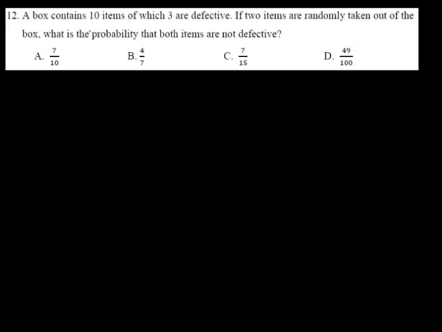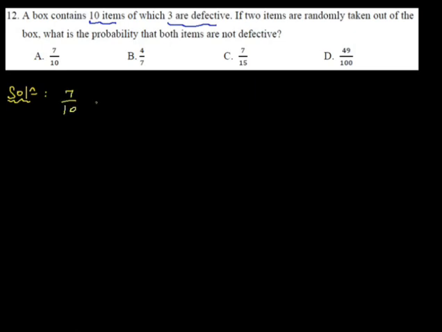A box contains 10 items, of which 3 are defective. That means 7 are non-defective. If 2 items are randomly taken out of the box, what is the probability that both are non-defective? So here, the probability of obtaining 1 item which is non-defective is 7 over 10.